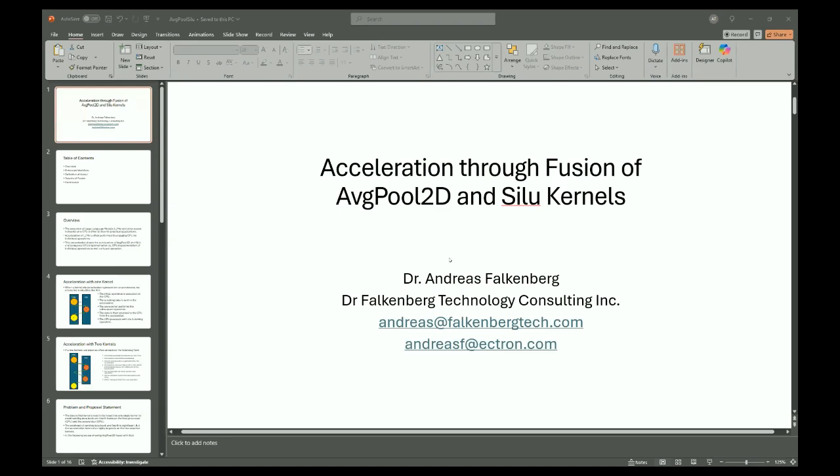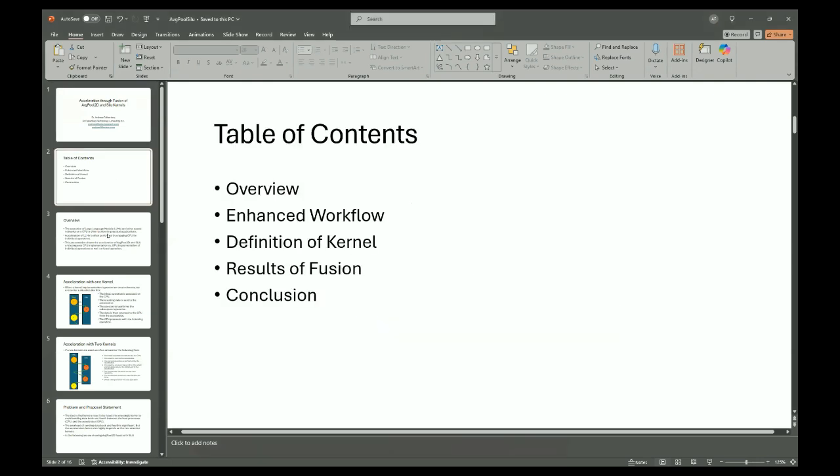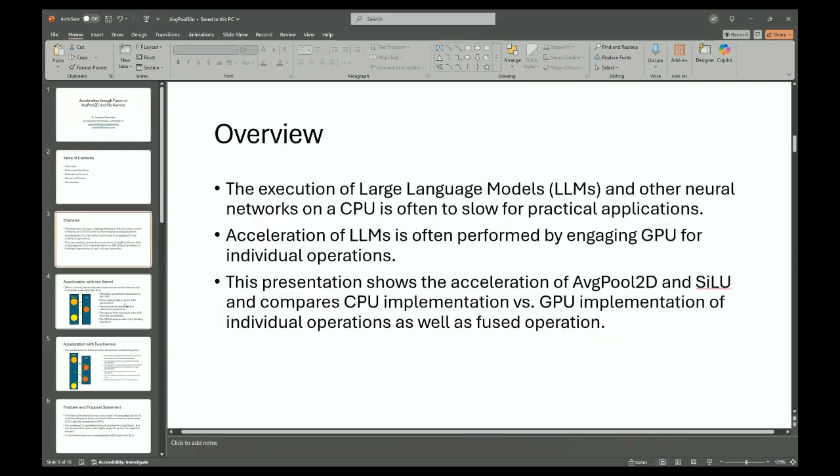Results which I'm happy to share in this conference. So with Silu kernels, we have basically a similar problem as before when we execute large language models. Lots of these things are on the CPU. Just to repeat that, the Silu kernel is used very often.